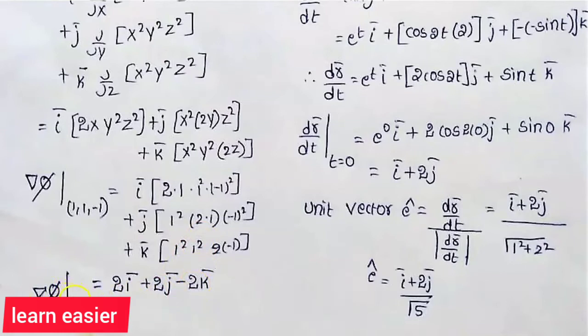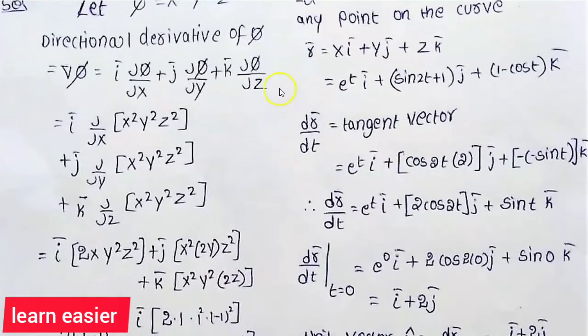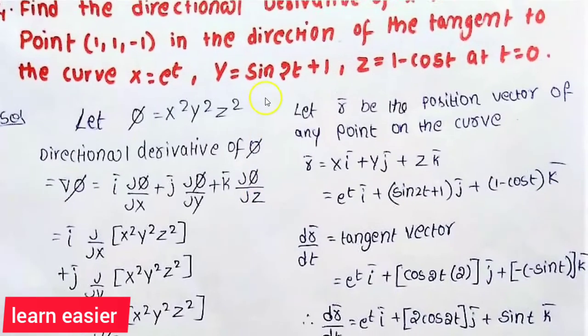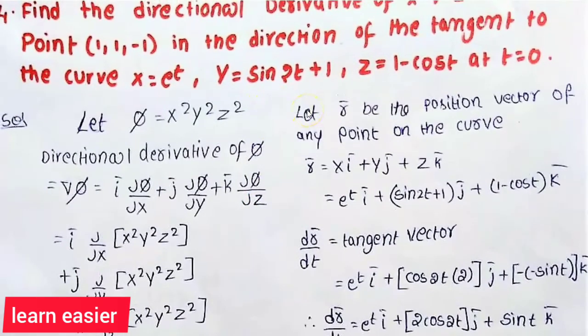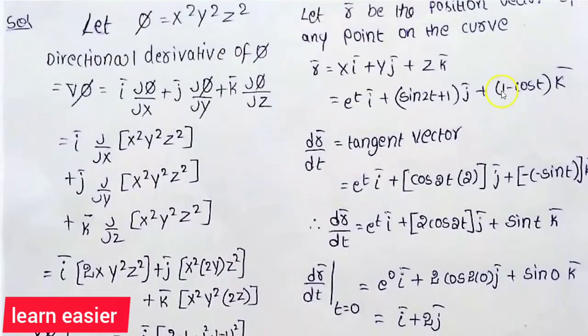So del phi at the point 1, 1 and minus 1 is 2 i bar plus 2 j bar minus 2 k bar. Now we have to find the unit vector for the tangent to the curve. So let's take the first step. Let r bar be the position vector of any point on the curve, r bar equal to x i bar plus y j bar plus z k bar. Now we substitute x, y and z of the curve in this equation. So x is e power t, y is sin 2t plus 1 and z is 1 minus cos t. Now for finding the tangent vector, what do we have to do?